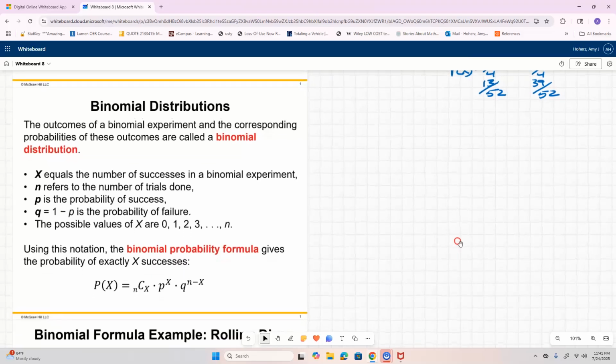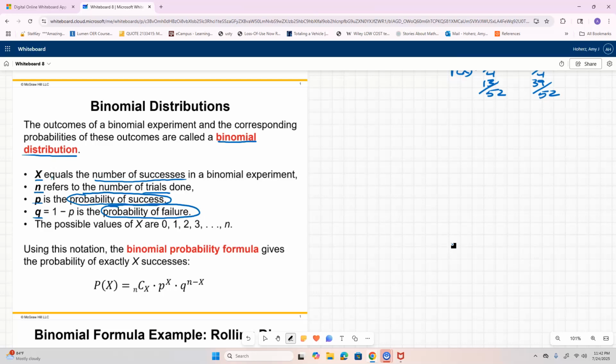So let's define our variables in our binomial distribution. The outcomes of a binomial experiment and the corresponding probabilities are called a binomial distribution, as we said. And here's our variables. X is the number of successes. N is the number of trials. P is the probability of success. And then Q is the probability of failure. And then the possible values of X are 0, 1, 2, 3 up to N.